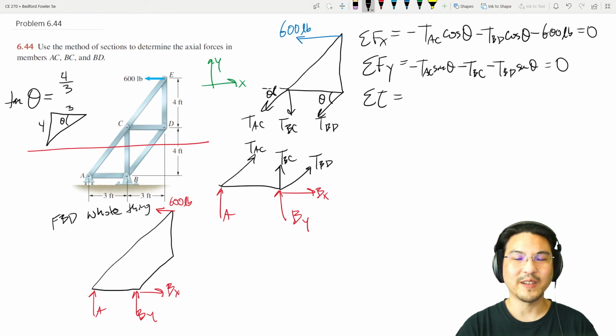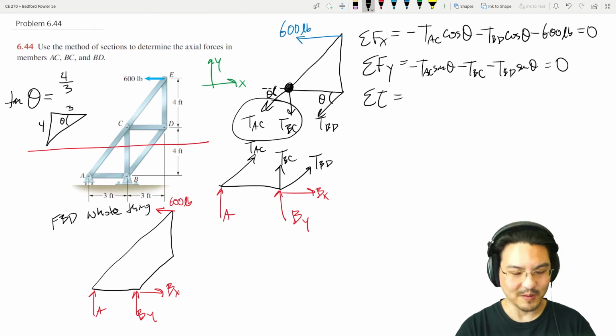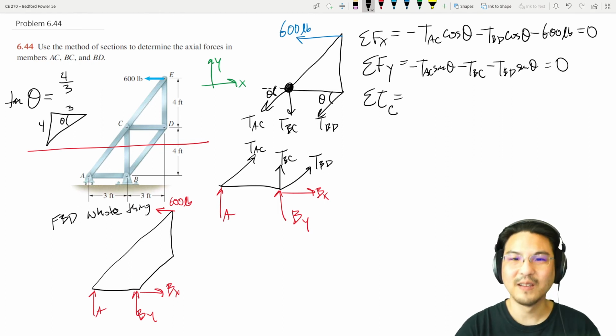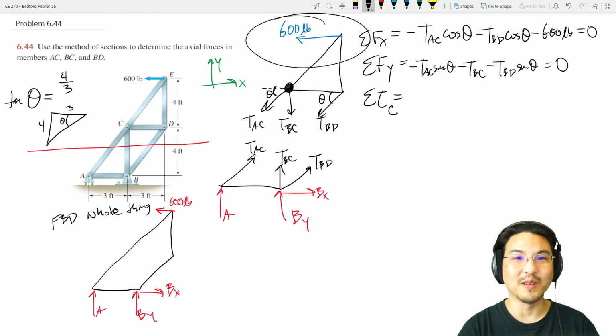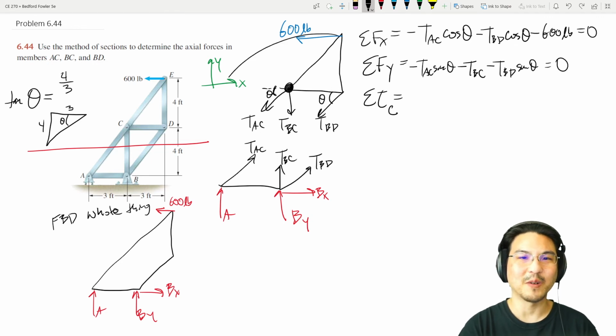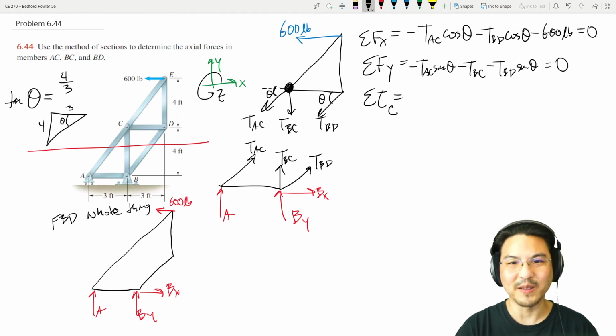Let's find somewhere clever. If we sum torque about here, then there's no torque due to either of these 2 unknowns. So I think that's the cleverest. Let's sum torque about point C. There's only torque from this. The lever arm from here to here would be 4 feet, and that makes torque in the positive z direction. So that would be positive 4 feet times 600 pounds.